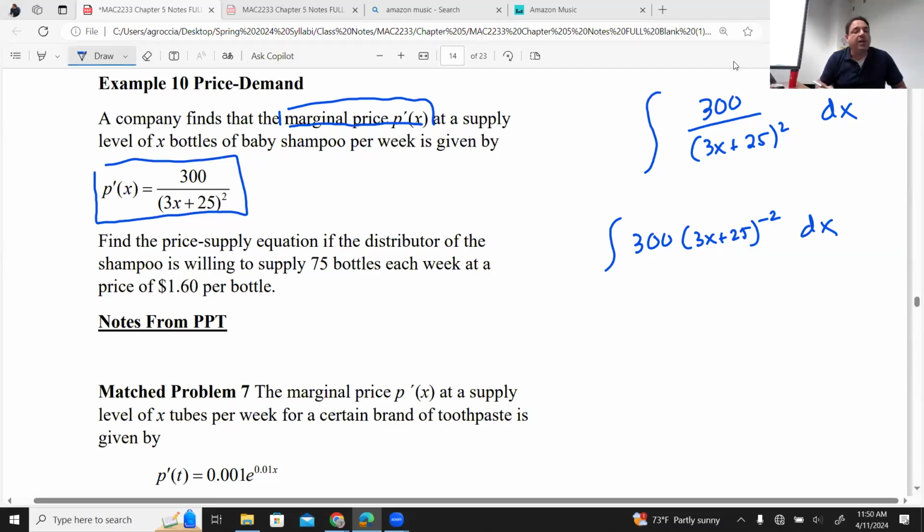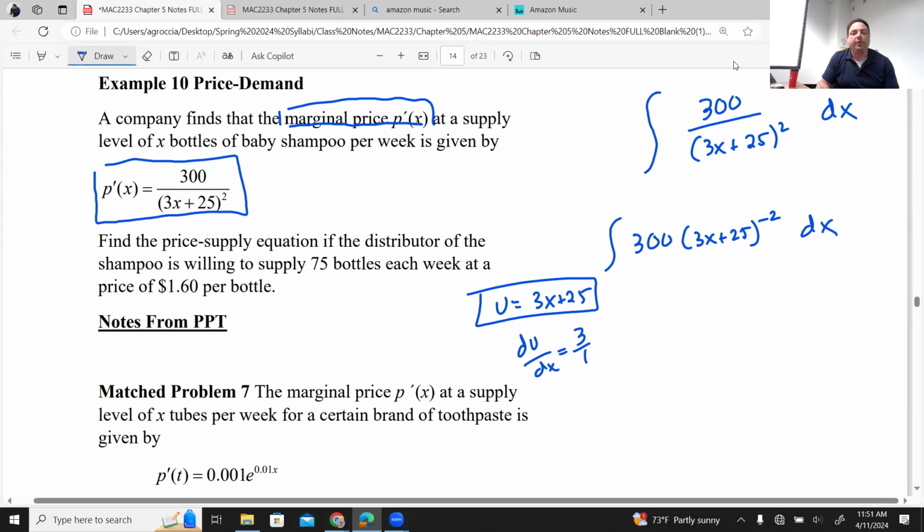So notice it's a little more complicated. So it's going to be u substitution. The u is going to be 3x plus 25. Then when you take the derivative of u with respect to x, you just get 3. Okay, we'll deal with that. 3 is 3 over 1, cross multiply. This is going to be dx equals du over 3. Okay, so we pause there.